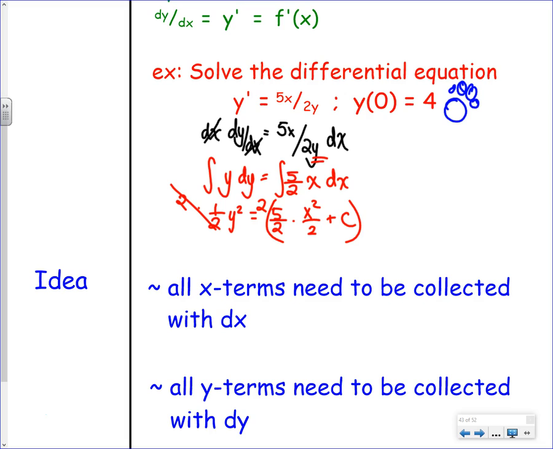Some of you, it wasn't totally bad. I was just trying to show you the idea that you don't have to move everything with the y. You could just move the y itself sometimes. But we do end up with, that's going to cancel out with one of the 2's, y squared equals 5 halves. You still have a half. Yeah. x squared plus c. That's true.